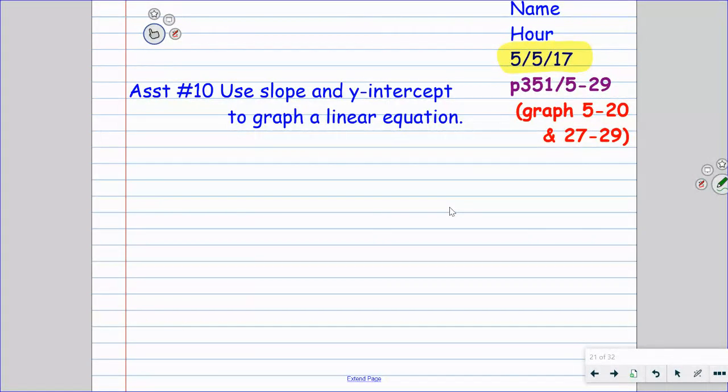Assignment number 10, please remember that the first part in the book is going to go very fast. It basically is going to say, identify what's the slope, what's the y-intercept, write an equation. The next part might take a little longer, but you'll be okay. Go back after you finish 5 through 29 and then graph out 5 through 20 and 27 to 29.